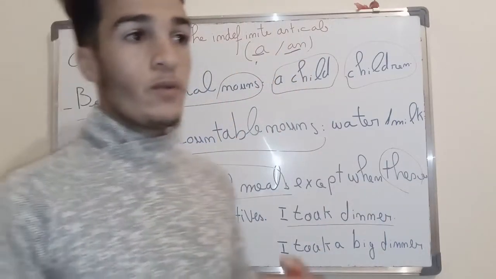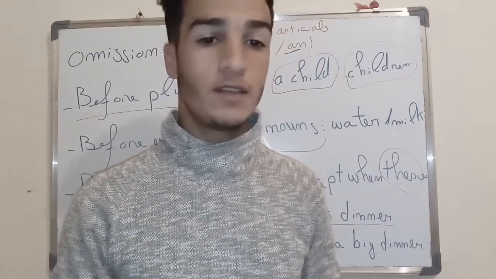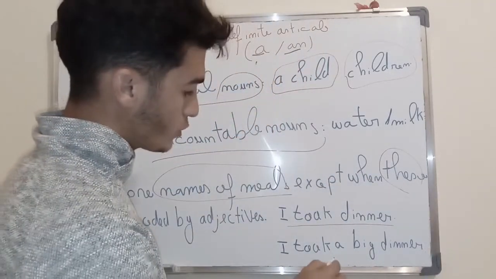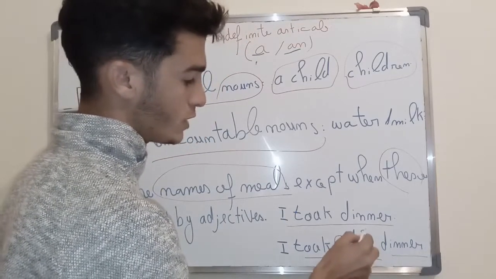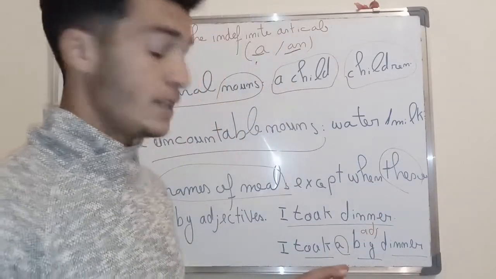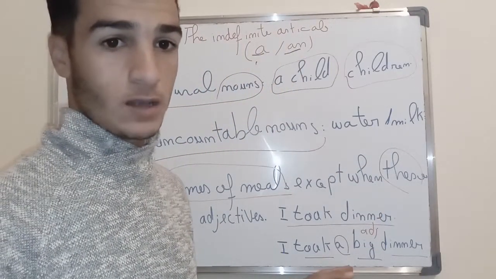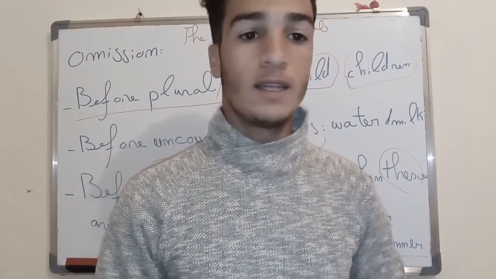But when we have an adjective before the name of meal, we use the indefinite article. For example, I took a big dinner. We have an adjective here, so in this case, we are allowed to use the indefinite article. Okay, sounds good. That's all about the indefinite article.